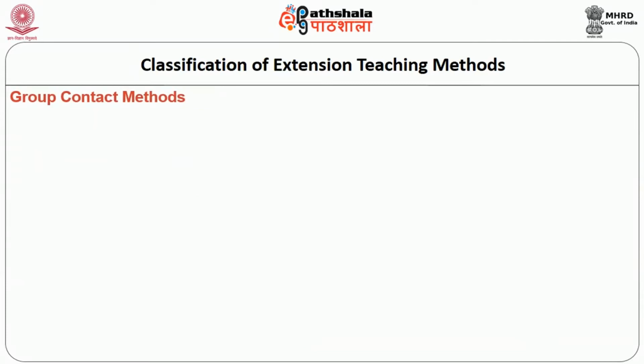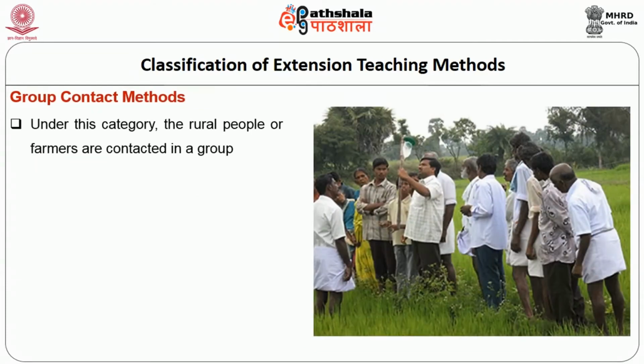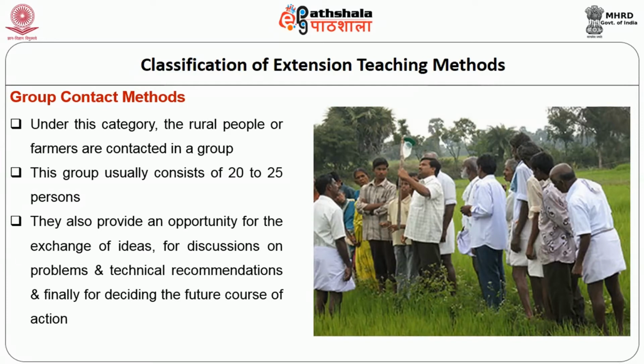Second, group contact methods. Under this category, the rural people or farmers are contacted in a group. The group consists of usually 20 to 25 persons. These groups are usually formed around a common interest. These methods also involve a face-to-face contact with the people. They also provide an opportunity for the exchange of ideas, for discussions on problems and technical recommendations, and finally for deciding the future course of action.